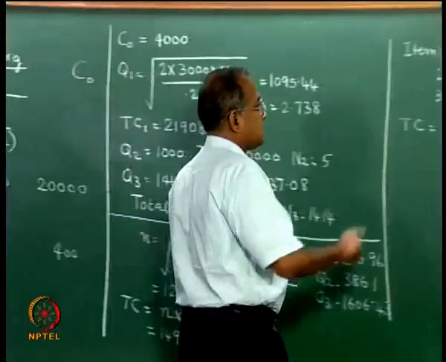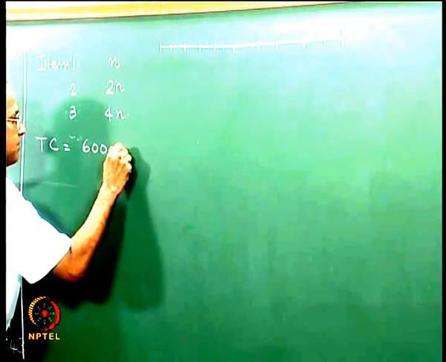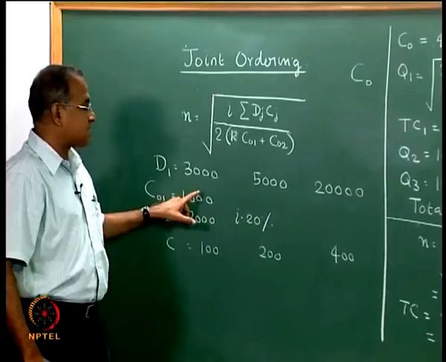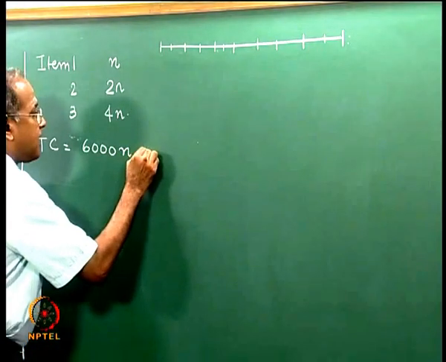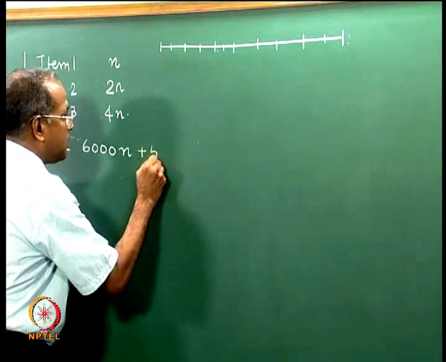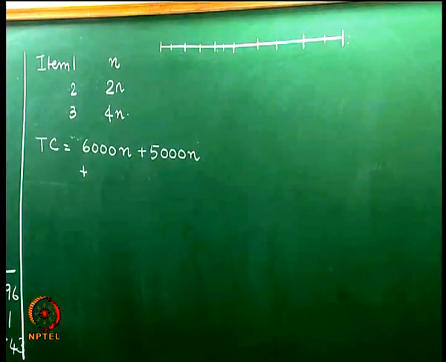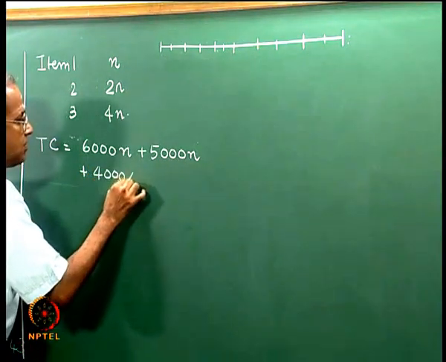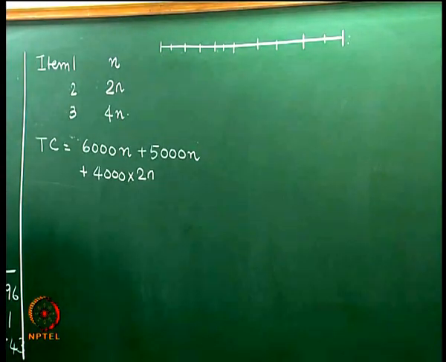So, the total order cost will be, for n out of these 4n, the order cost will be 6000n, because when 3 items are ordered together, the truck cost is 3000 plus 3 times admin cost of 1000 will give 6000. So, 6000 × n. For another n orders, only these 2 will be combined. So, this will become 5000 × n. And for the remaining 2n orders, this alone will go. So, this will be 4000 × 2n. So, this will be the total ordering cost that we will have.